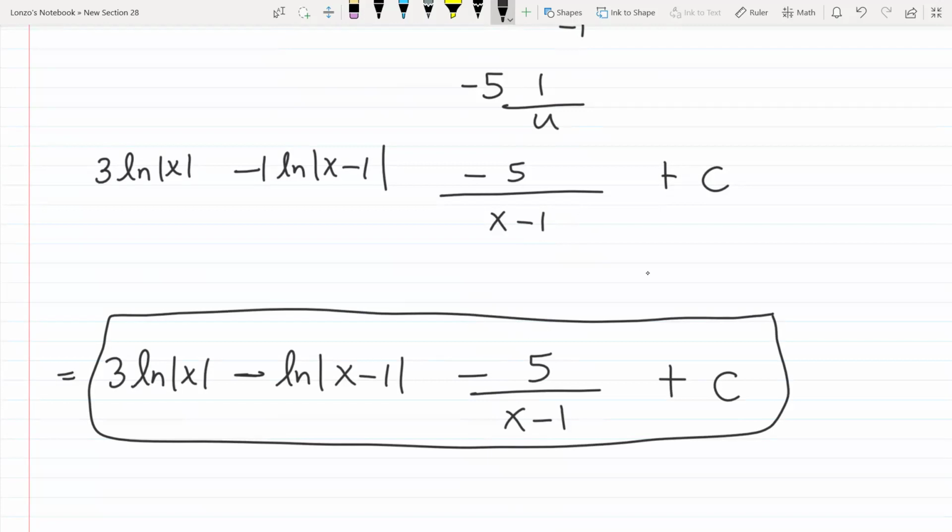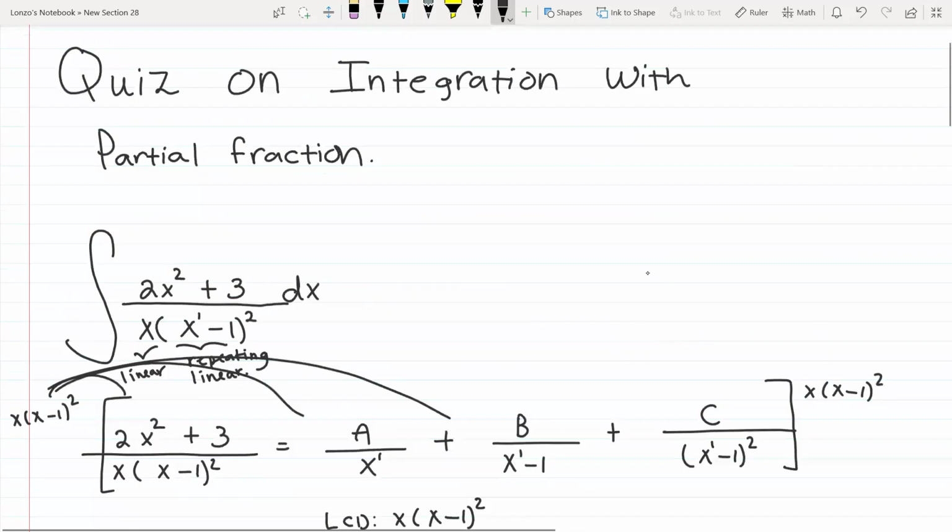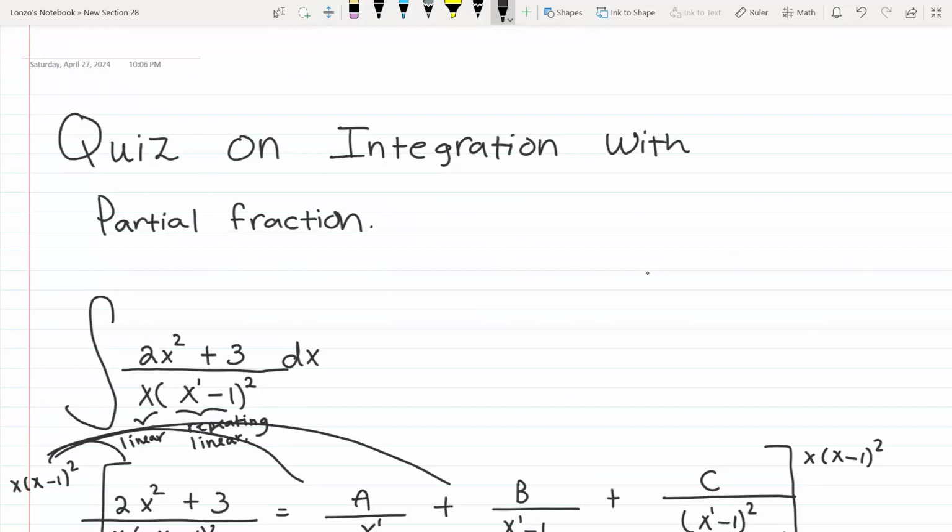Okay, so this is the quiz on integration by partial fractions. Okay, I will stop here.